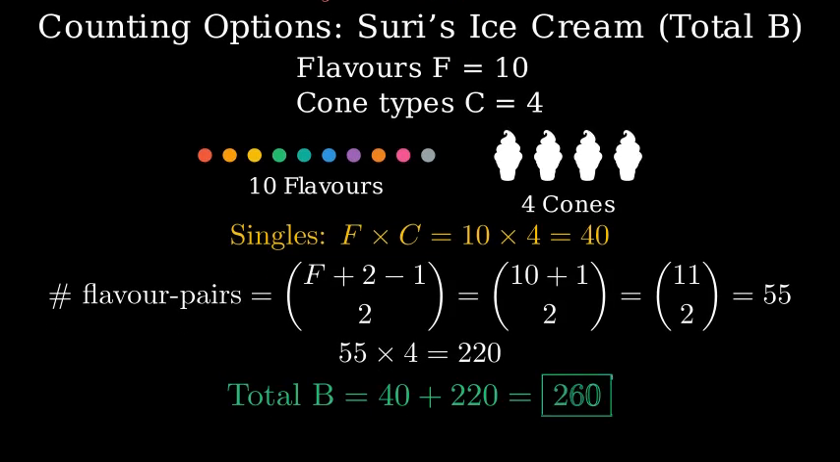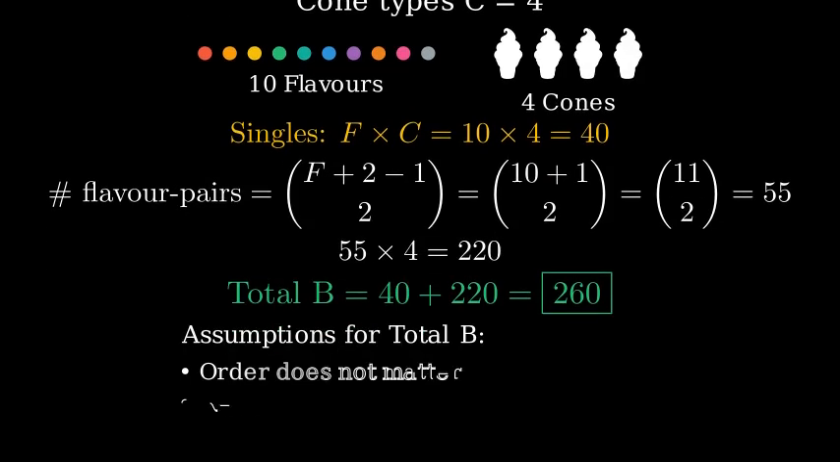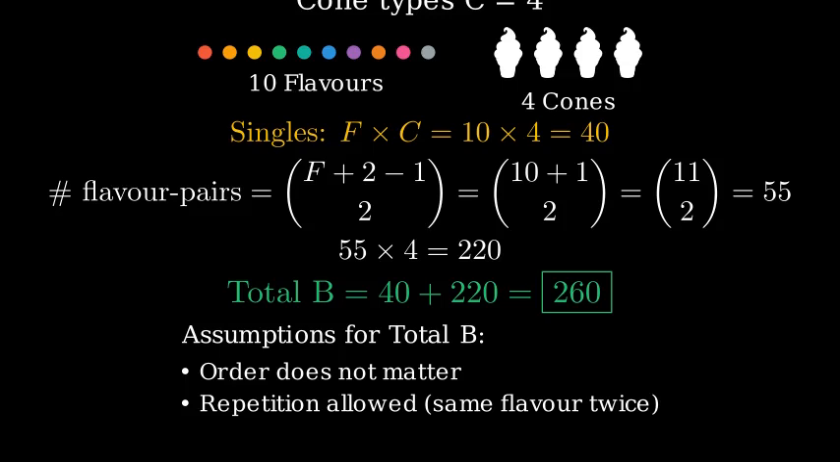Finally, add singles and doubles to get total B. 40 plus 220 equals 260 total options. Assumptions for total B. The order of scoops does not matter, and repetition is allowed. That is why we used combinations with repetition for the double scoop count.